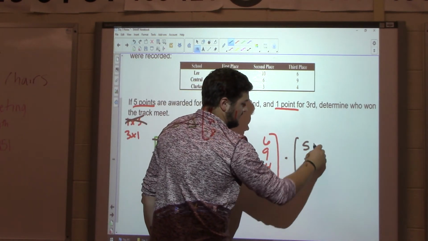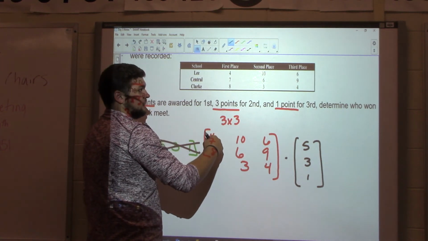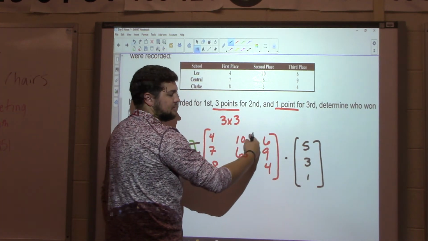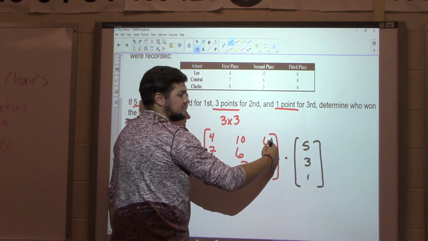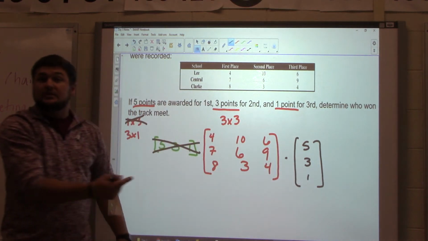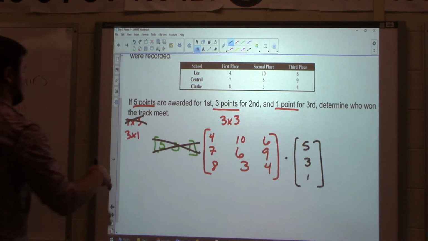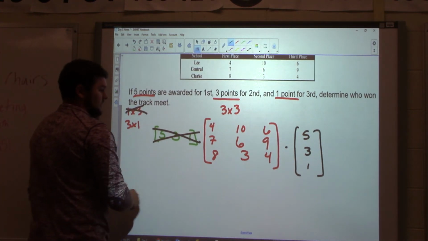5, 3, 1. Because then what happens is their 4 first place finishes is multiplied by 5 points. Their 10 second place finishes multiplied by 3 points. 6 third place by 1 point. So you need to make sure they match up correctly. Okay, so I'll give you a minute or 2 to do that in your calculator. Now you can put that part down. Okay, so do that in your calculator quick, see what we get, and then we'll move on to homework.